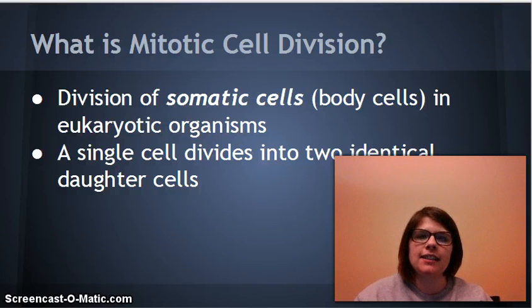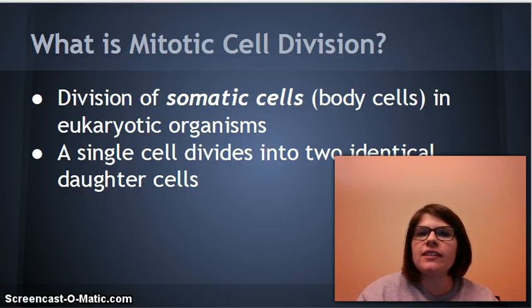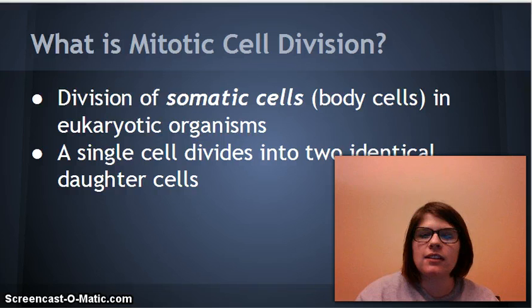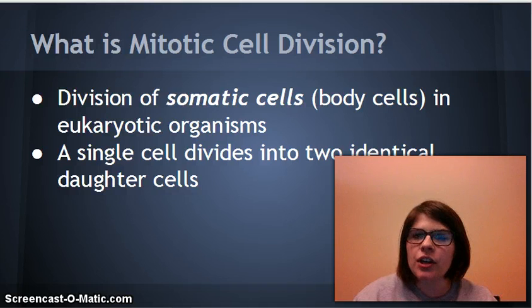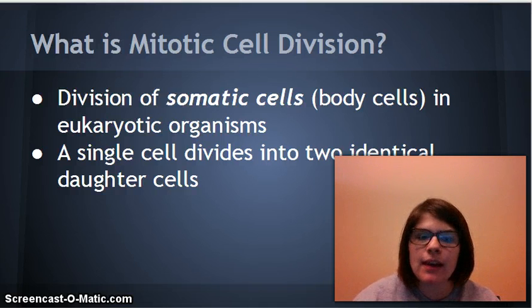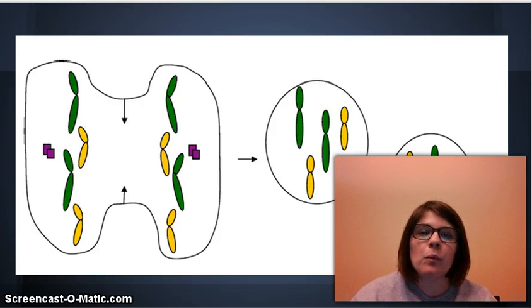Okay, so what is mitotic cell division? We've talked about mitosis, we've talked about all kinds of things. Mitotic cell division is the division of a somatic cell. So a somatic cell is going to be your body cells. And this only happens in eukaryotic organisms. Somatic cells do not occur in prokaryotic organisms. A single cell divides into two identical daughter cells. So nothing will be different about these new cells. So as you can see here, this is the end of mitosis, but we're going from one cell to two cells, which is very important to note.